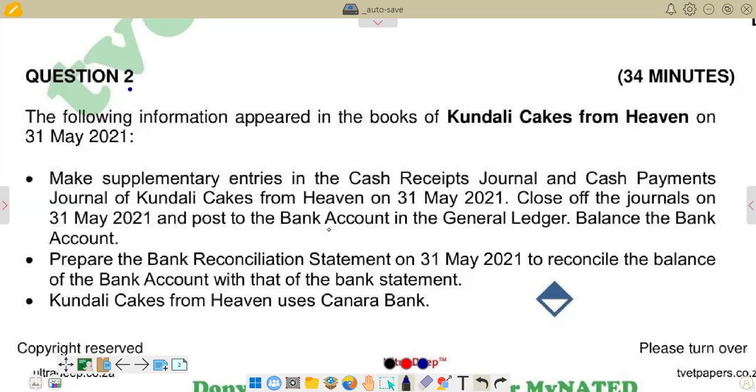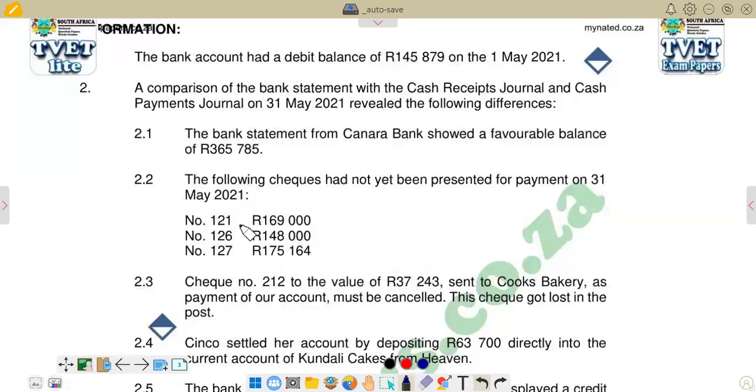So we are going to start by going through the transactions that were given in the question, and then we post them as required. Right. For the first part, it reads: the bank account had a debit balance of 145,879 rands on the 1st of May 2021. So this is the balance that we are going to start with in the bank account in the ledger. We are just going to skip it at the moment because we're going to start with preparing the journals.